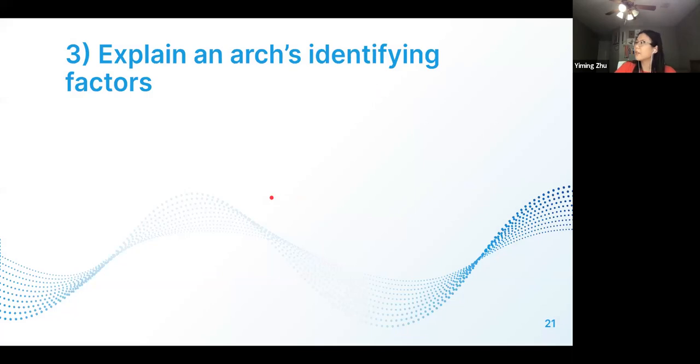And then number 3, explain an arch's identifying factors. You know what? Put this in chat. What do you guys think? Wait, actually, no, that's a bit mean. Don't put it in chat, because I realized some of you weren't there last week. I don't want to put pressure on you, because I didn't tell you about this.